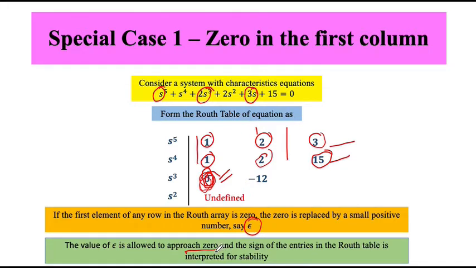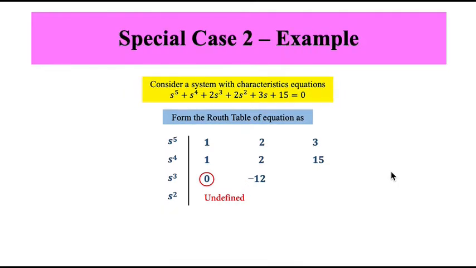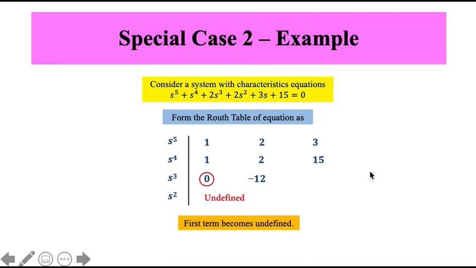It's a very small number, and then we compute the Routh table with this epsilon being a small positive number, and then interpret the table for stability. Okay, how do we do this? So the first term becomes undefined.